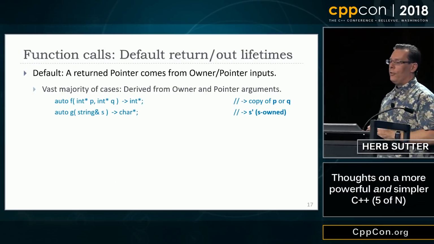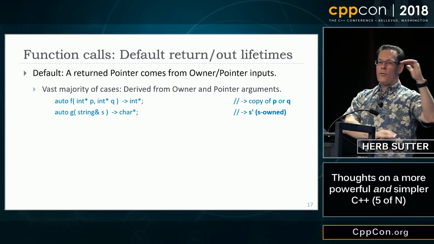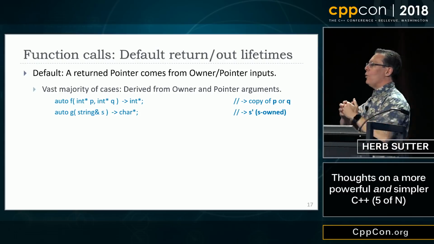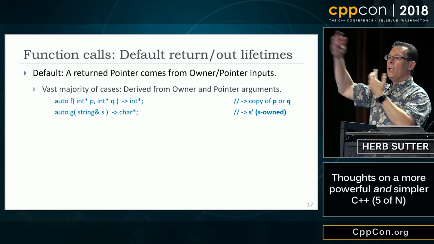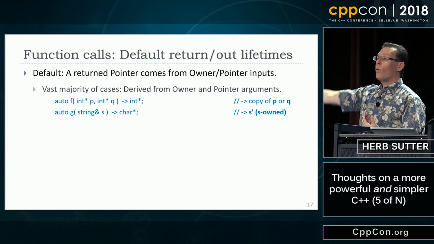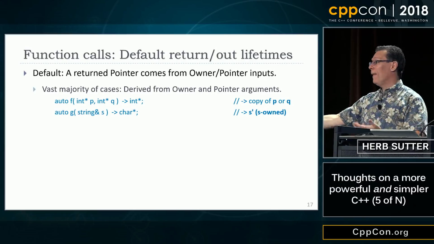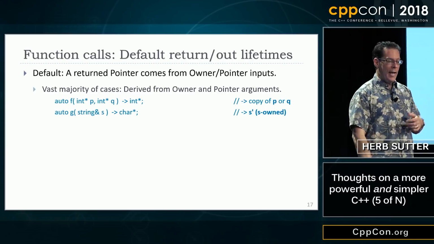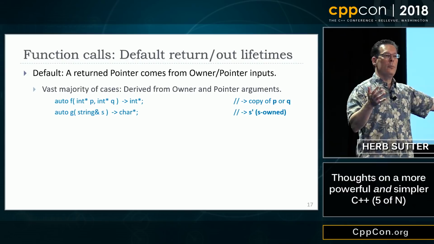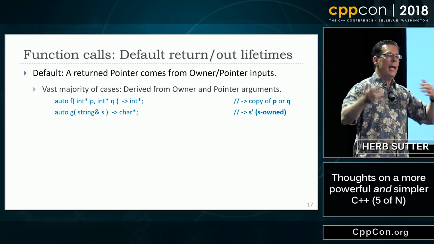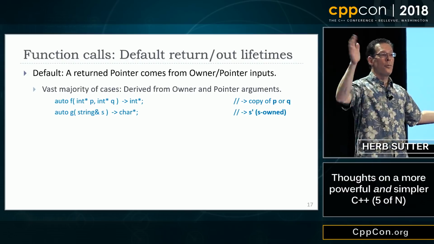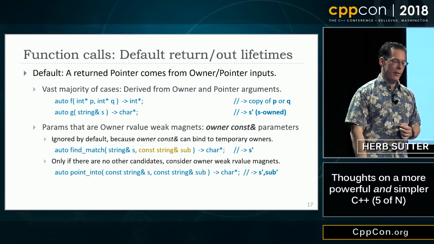Finally, function calls. Since we're analyzing each function in isolation, when you call a function, we just assume that any pointers that you get out of it are derived from its inputs. I mean, that's what functions almost always do, is they return stuff that you gave them. And if it's a pointer, we assume that it could be a copy of that pointer that you gave it. If it's an owner, we assume it could be owner prime, derived from owner that you gave it.